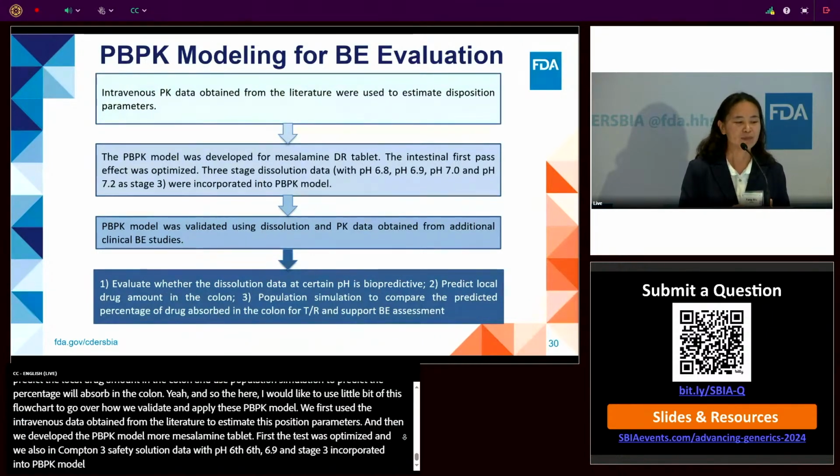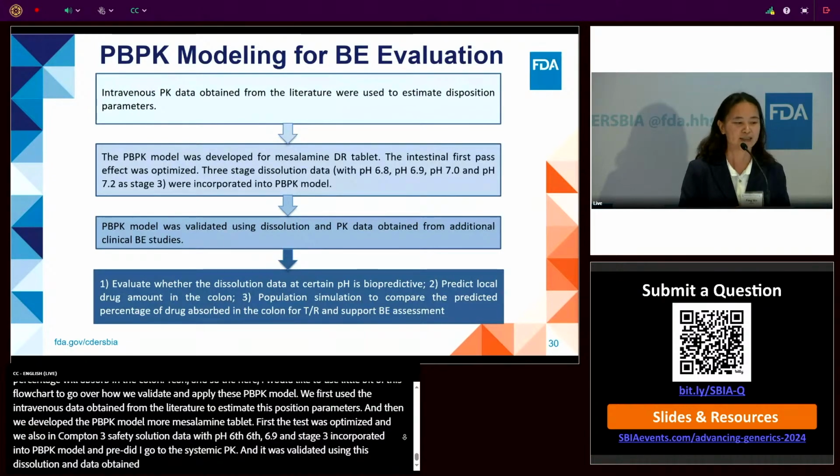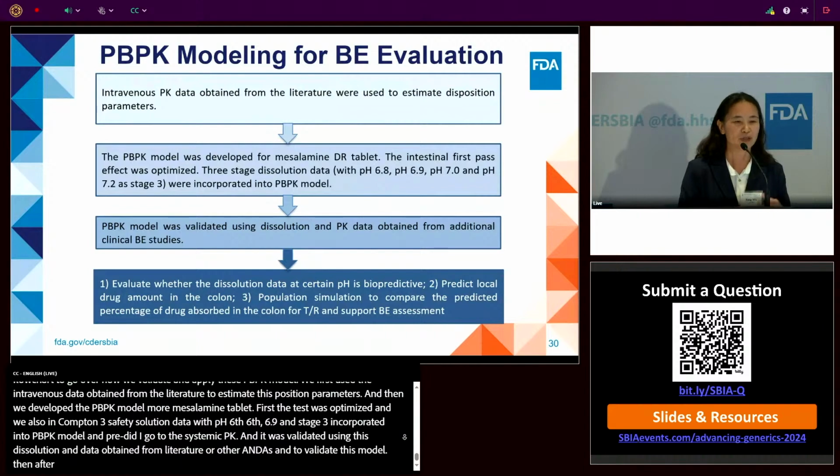And then the PBPK model was validated using dissolution and PK data obtained from the literature or other ANDAs. After validation, we use this PBPK model to see which dissolution is biopredictive and predict the drug amount in the colon.